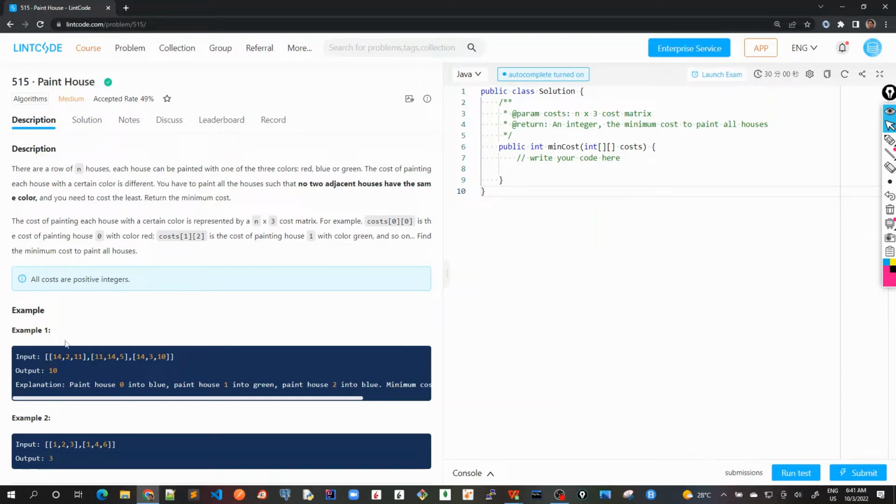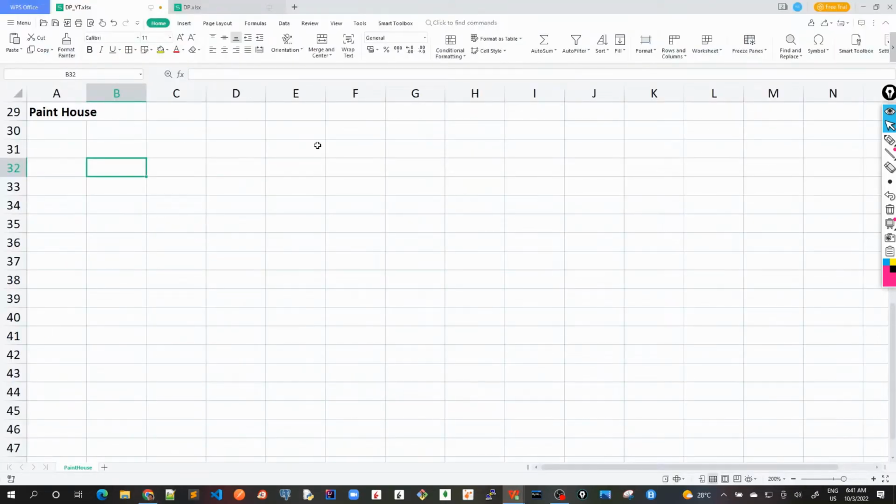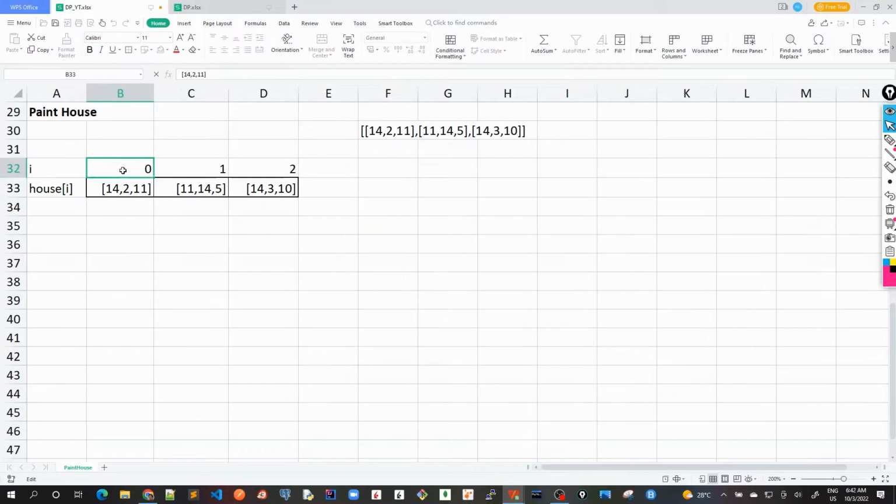So let's take the input given here in this example, and I will just place it here. Okay. Now let me put it in the form of array indices. So index of 0, this is house first. Similarly, house second and house third.